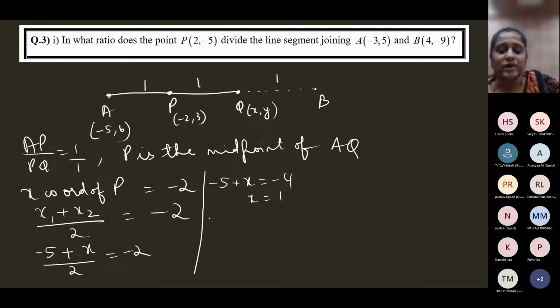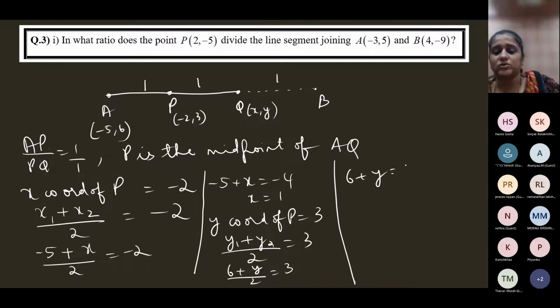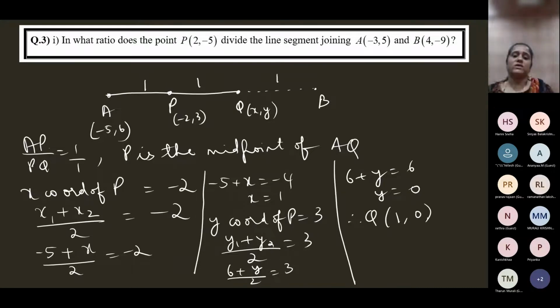All right. Now the y coordinate of P is equal to 3. But how do we find the y coordinate? (y1 + y2)/2 is equal to 3. y1 is 6, y2 is y, by 2 is equal to 3. On cross multiplying, you get 6 + y is equal to 6, y is equal to 0. So Q is given by x comma y. Therefore, the address of Q is 1 comma 0. Please take down, children.